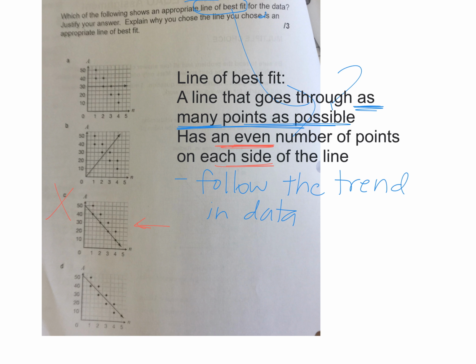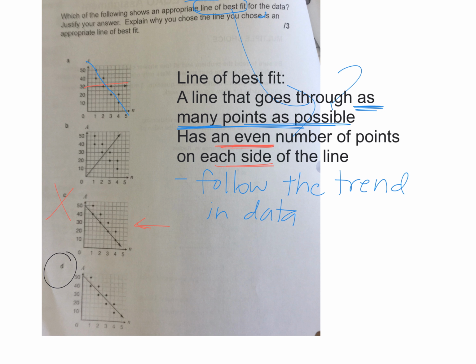What is the correct answer here? Which line follows the trend, has an even number of points on both sides of the line, and goes through as many points as possible? D. Okay? What's wrong with A? Here's the line. Does it follow the trend? No. So is this an appropriate line of best fit if it was straight? No. Yes. What I just drew should be okay.